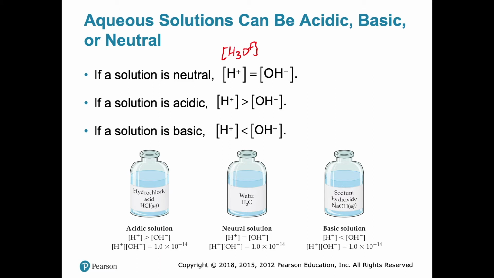But for the purposes of this, it's going to be equal. And then for a basic solution, hydroxide will be more concentrated than hydronium or proton. But the thing I want you to really notice about this whole thing is that no matter how acidic or how basic or how neutral it is, you always end up with 1 times 10 to the negative 14, when you're talking about the Kw. Doesn't matter what you have, you're always going to end up with 1 times 10 to the negative 14.